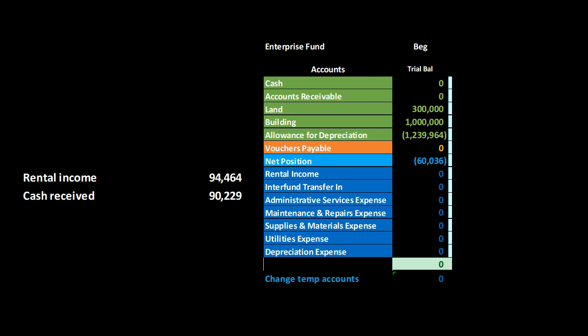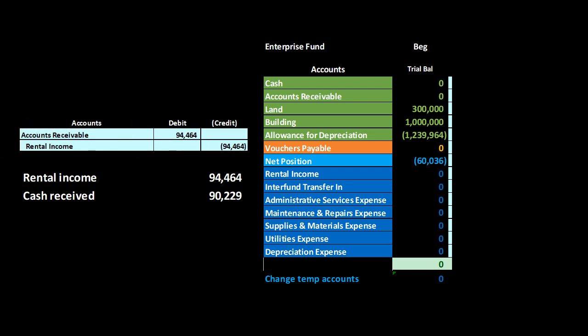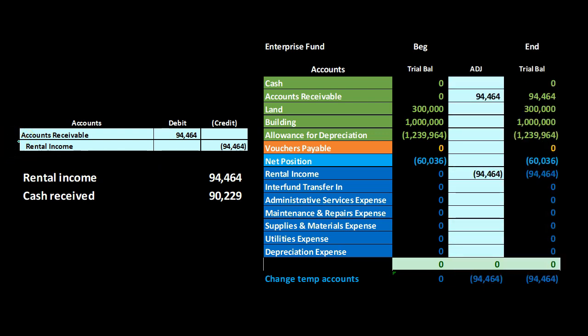So first we have the rental income. We're going to record rental income and cash received. First recording the rental income, it's going to be a normal accrual type of transaction. Rental income is the income account, the other side going to accounts receivable, as we would expect if we were to invoice for the rental income on an accrual basis. So rental income, a statement type of account, goes up.